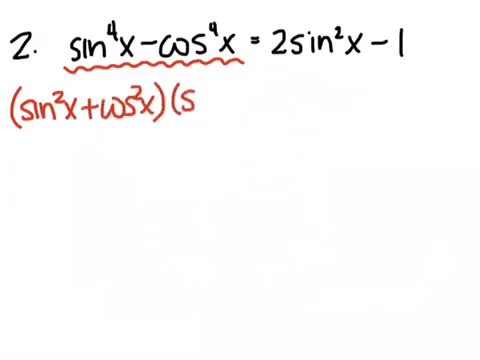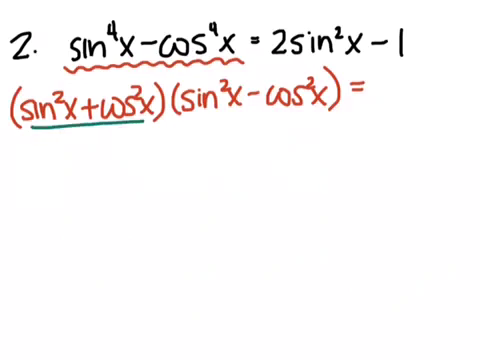sine squared plus cosine squared times sine squared minus cosine squared. And I'm not touching the other side of the equal sign. That's awesome. We should recognize that sine squared plus cosine squared is 1.